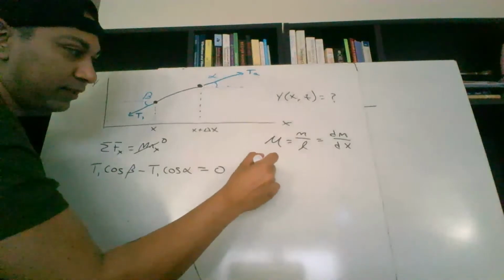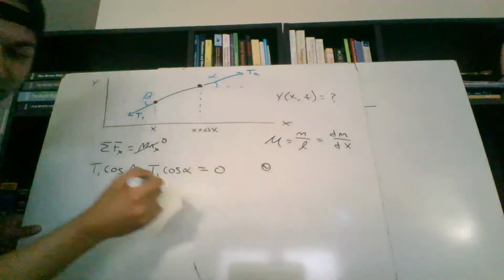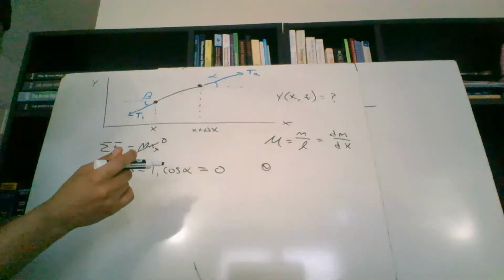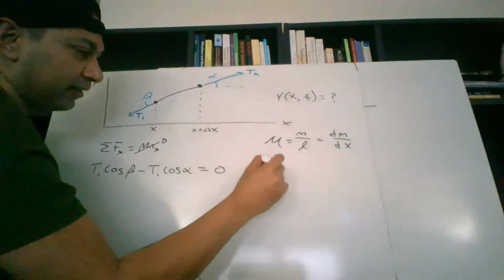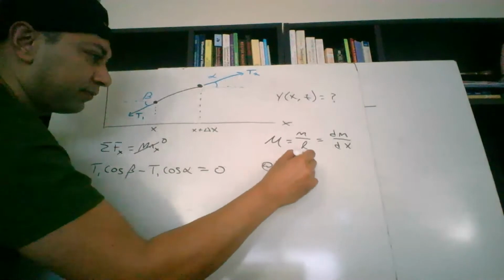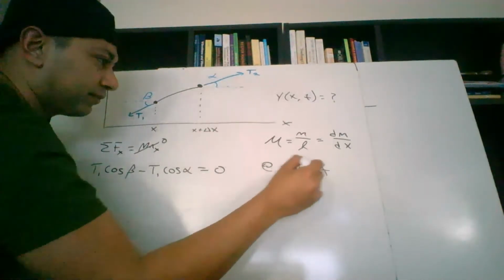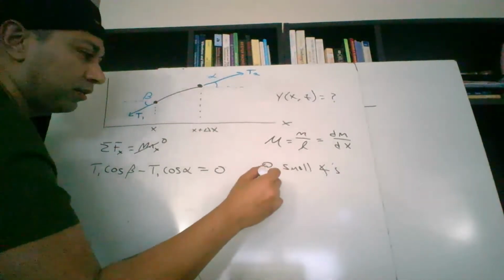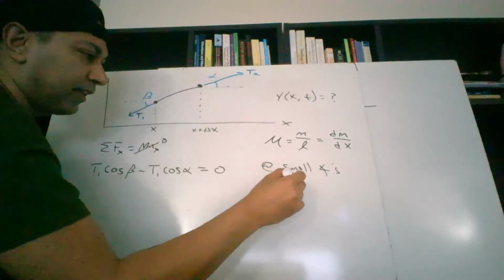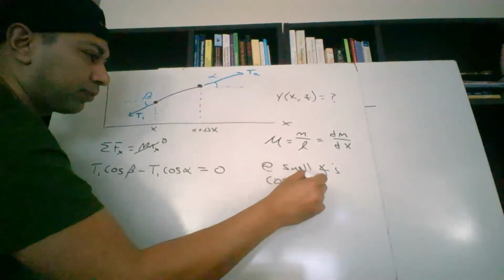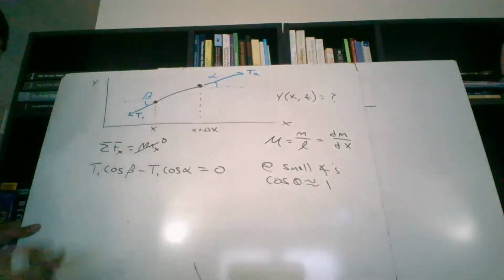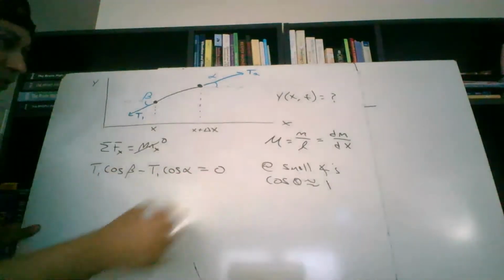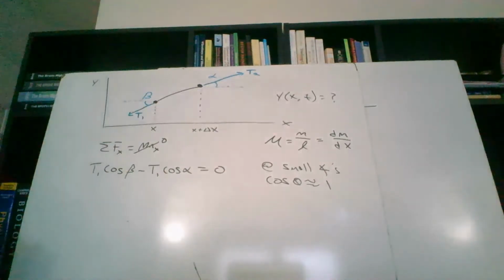We could say theta is going to be, is that how we make a theta? I don't even know how to make a theta. So we could say at small angles, cosine of theta is approximately equal to 1, right? Cosine of 0 is 1. So at small angles, cosine of theta is approximately equal to 1.